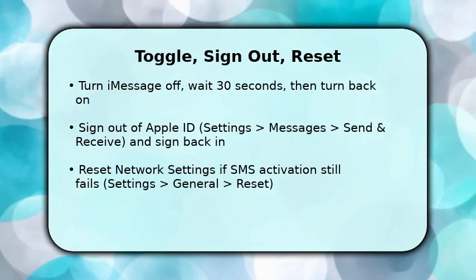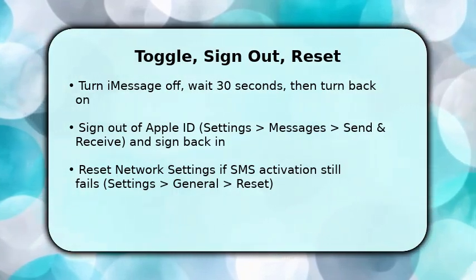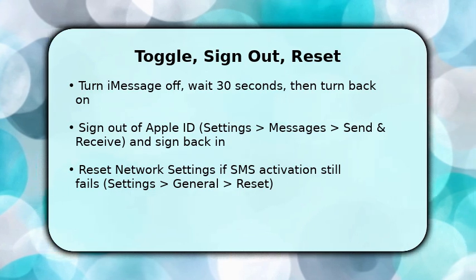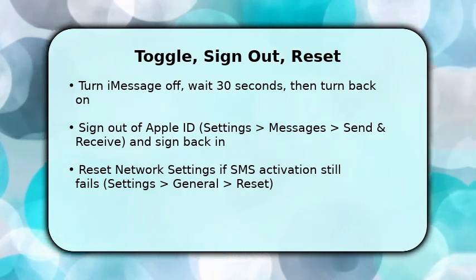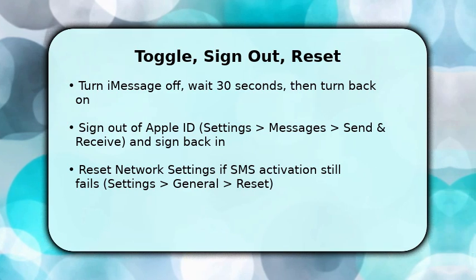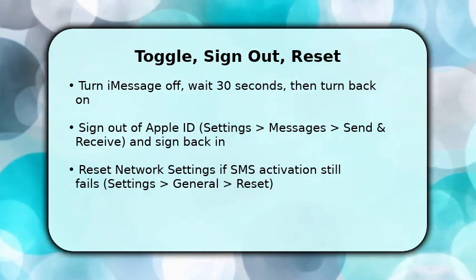Now perform the middle steps that usually fix activation. Go to Messages and toggle iMessage off, wait about 30 seconds, then toggle it on again. This forces a fresh activation request.